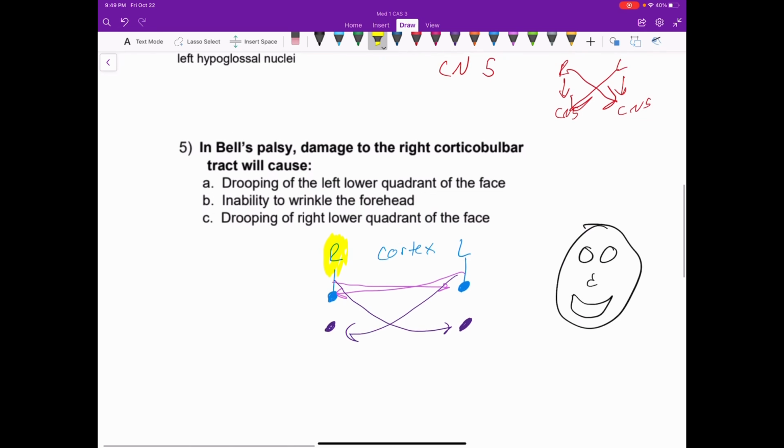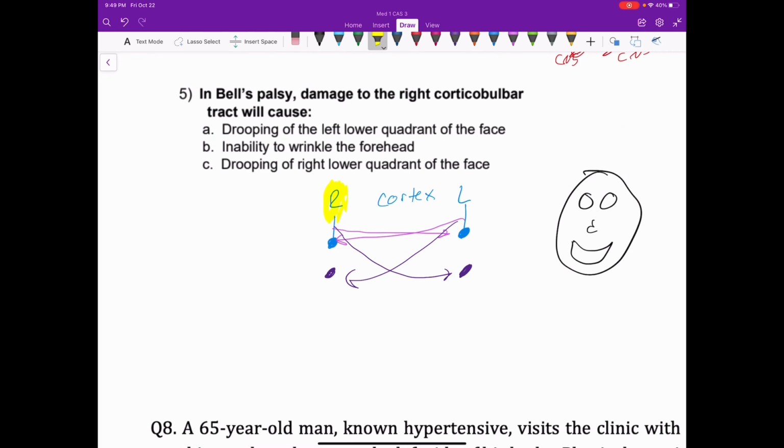Okay, is there going to be drooping of the left lower quadrant of the face? Well, if it's the right side, are we going to droop here? Yeah, because we're going to have the lesion. This is going to be affected. So already off the bat, we know our answer. But let's keep going.